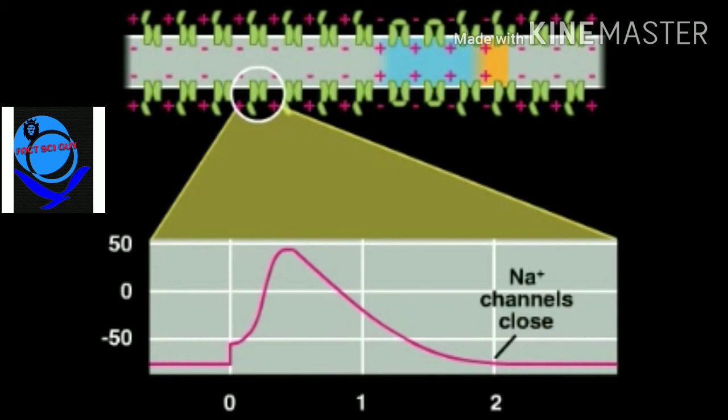Sodium channel inactivation prevents the depolarization from spreading backward along the axon.